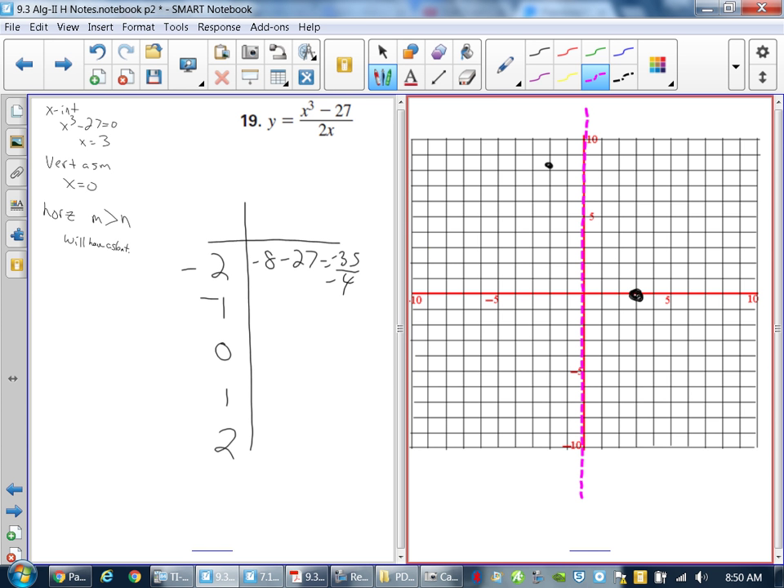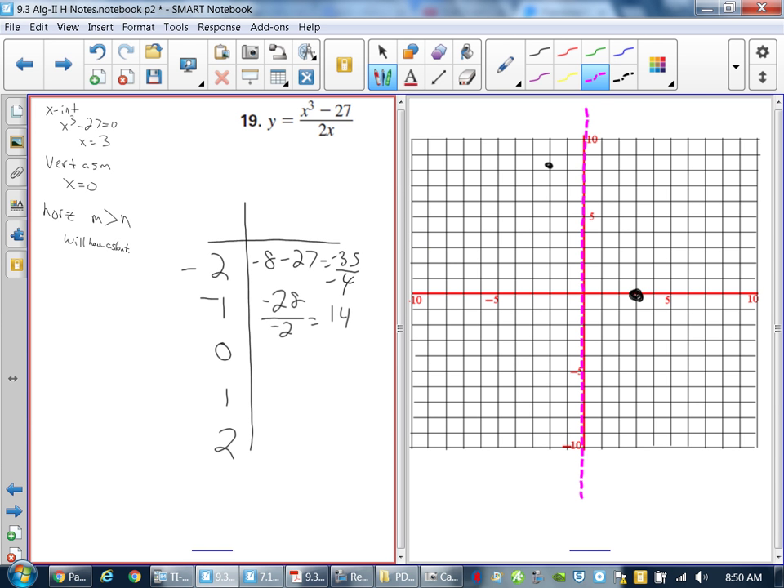-1 cubed is -1. -1 minus 27 is -28. Divide that by -2, and I'm going to get 14. Okay with that? So it's going up this way now.